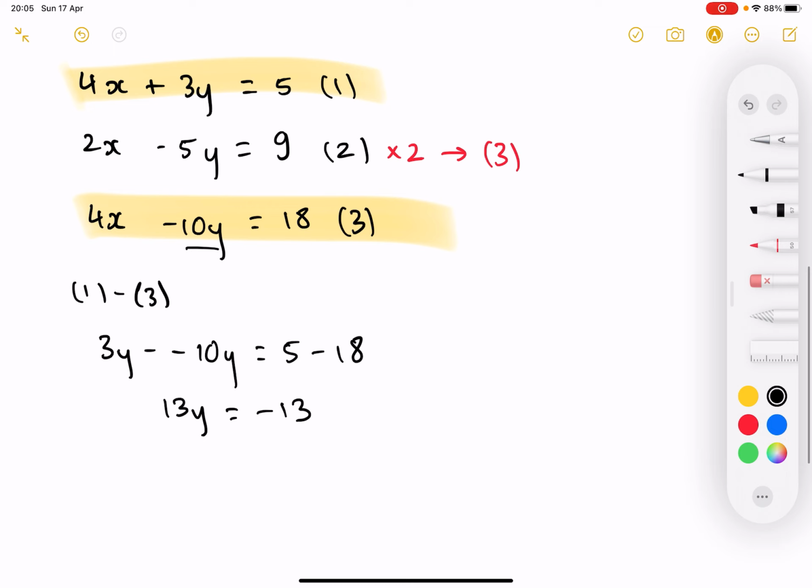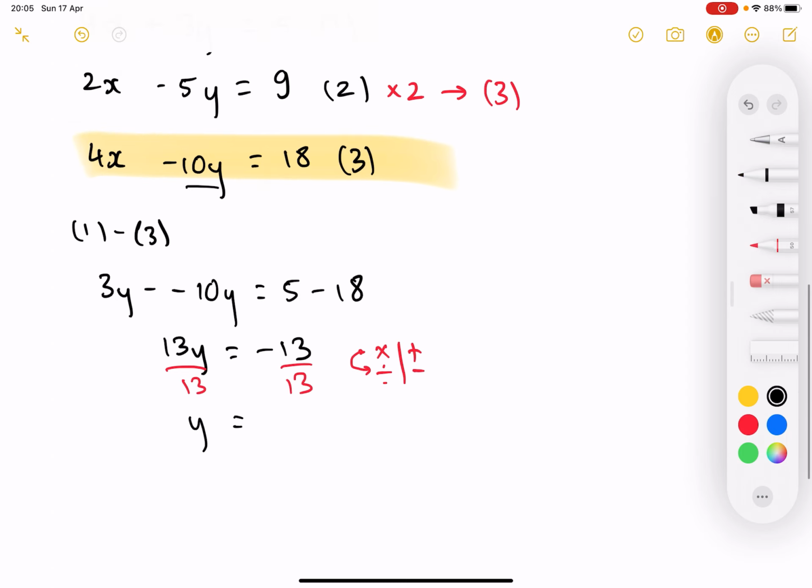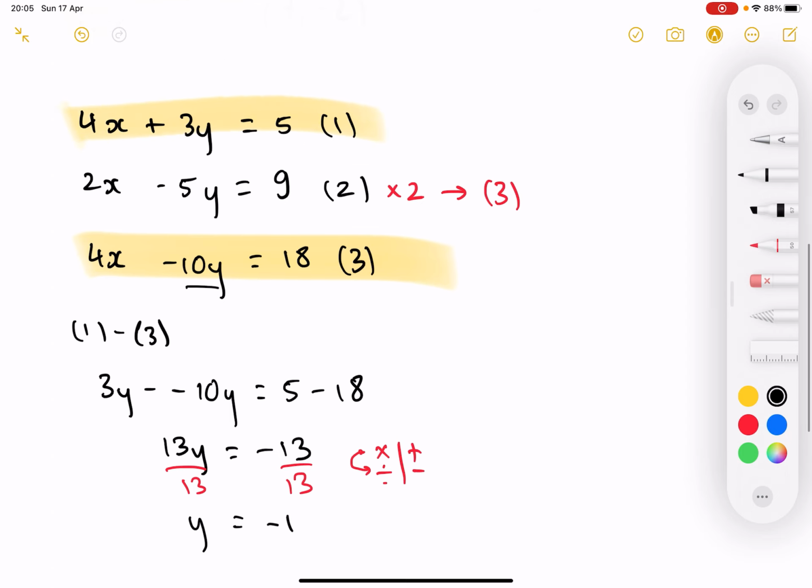Okay, let's again list out the operators. Okay, to get rid of this 13, because we want just y, the 13 is multiplying the y, so we need to do the opposite, which is division. So let's divide by 13. Okay, so what do we get? We get y is equal to 13 over 13 is 1. There's a minus, so it's minus 1. Cool, okay.